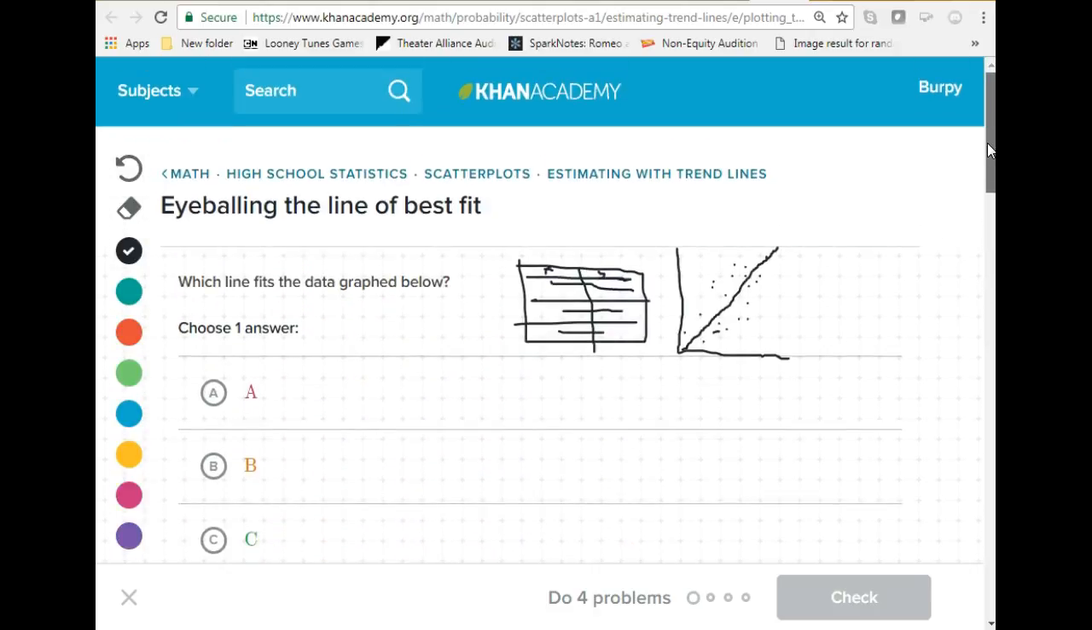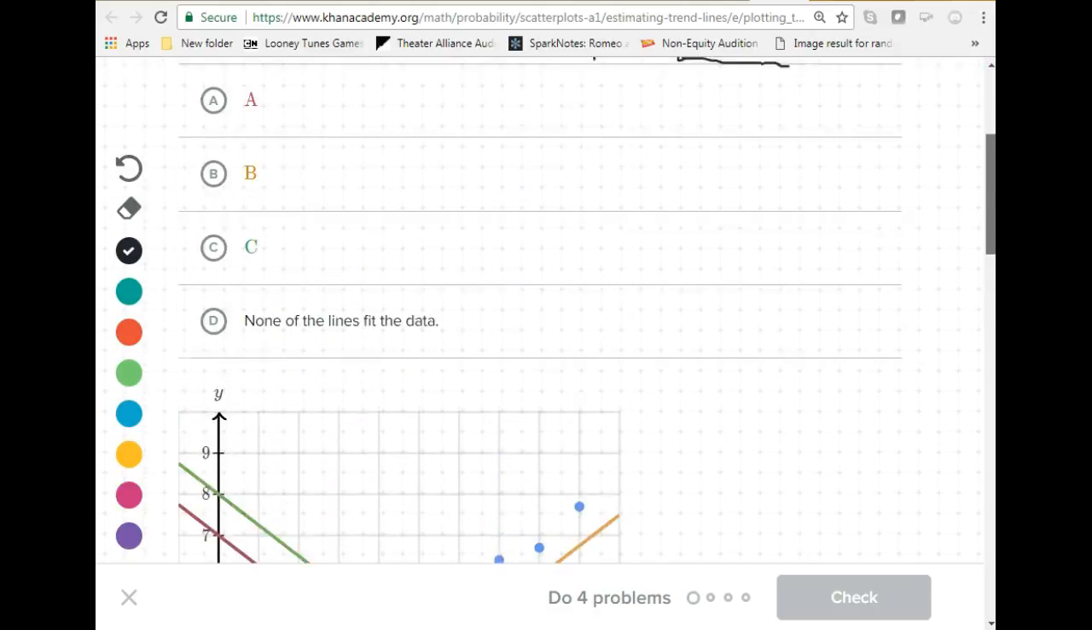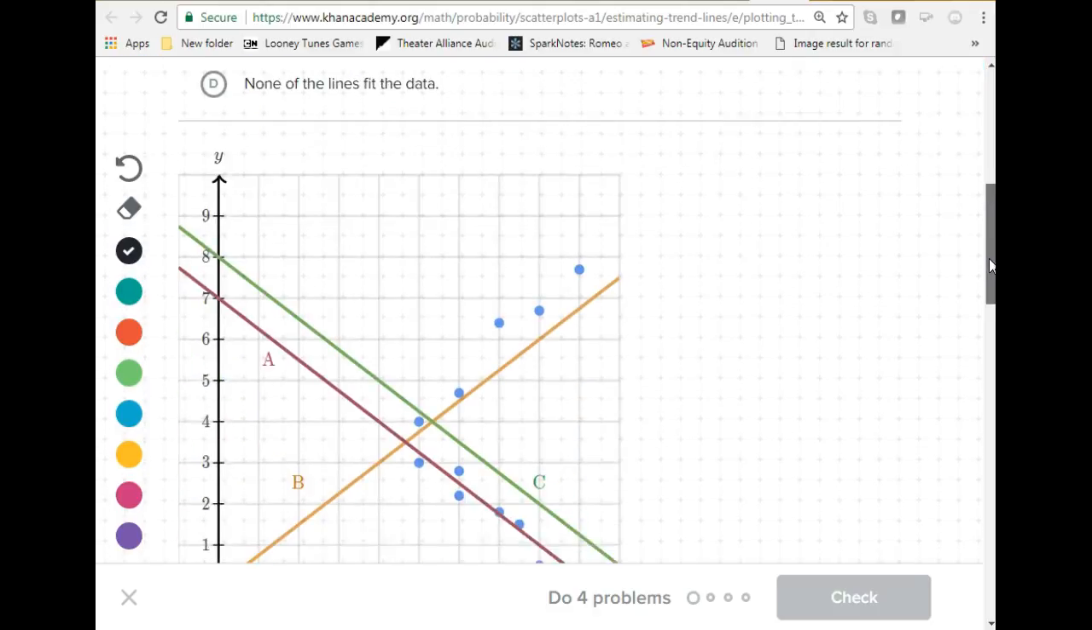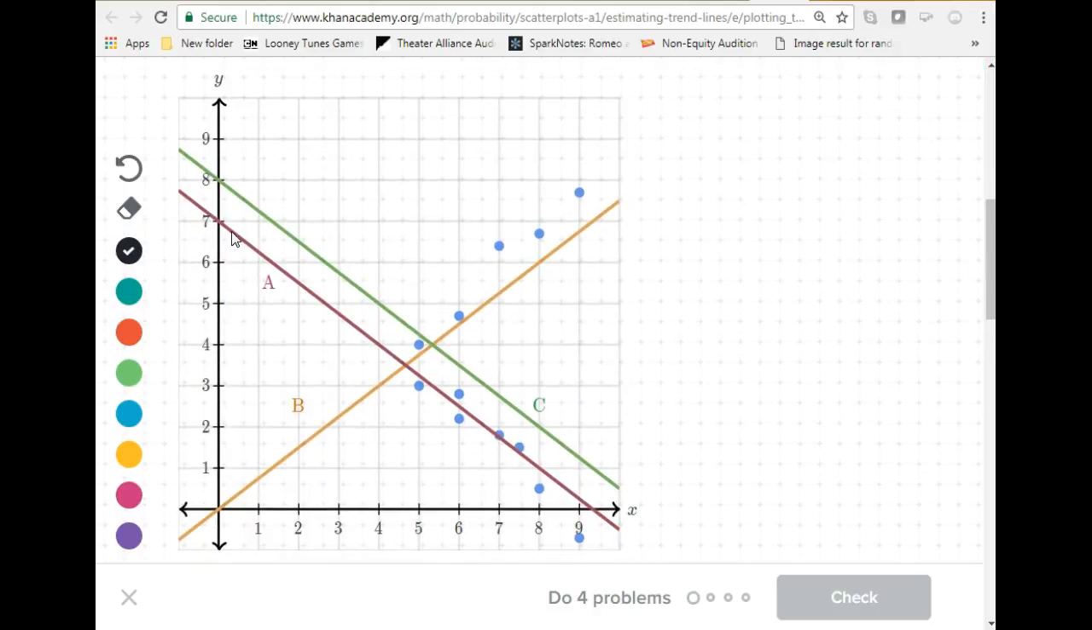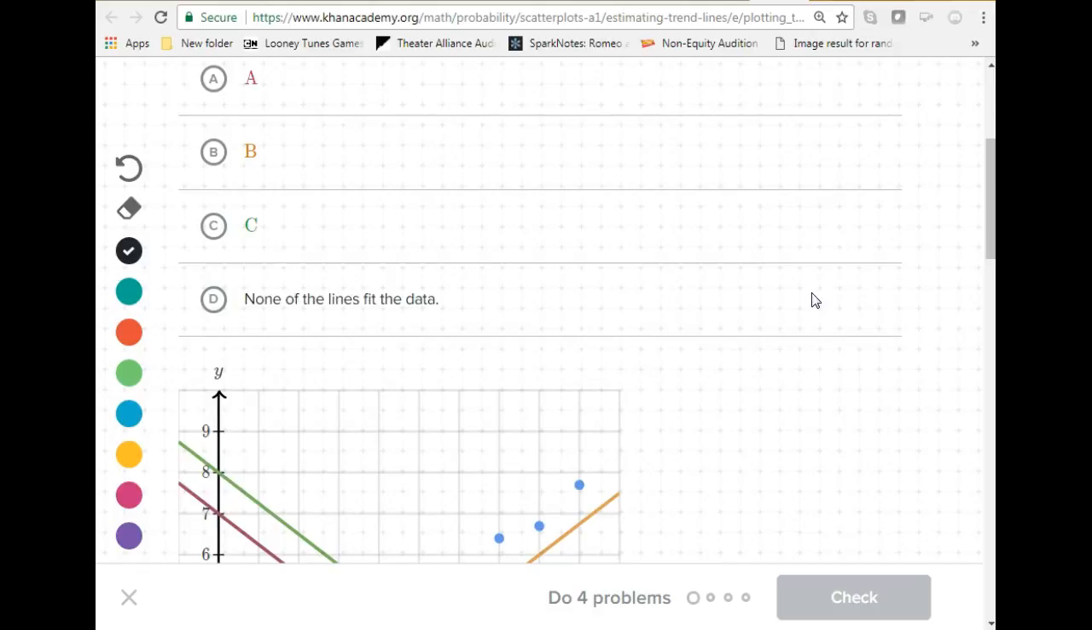So this time we're not actually making a line of best fit. We're actually eyeballing it instead. So now we're trying to figure out something like this. This is all the data we are given, and we are given 3 lines, A, B, and C. Now we're trying to figure out which one of these fits the data best. But if none of them are even close to it, we can say none of the lines fits the data.